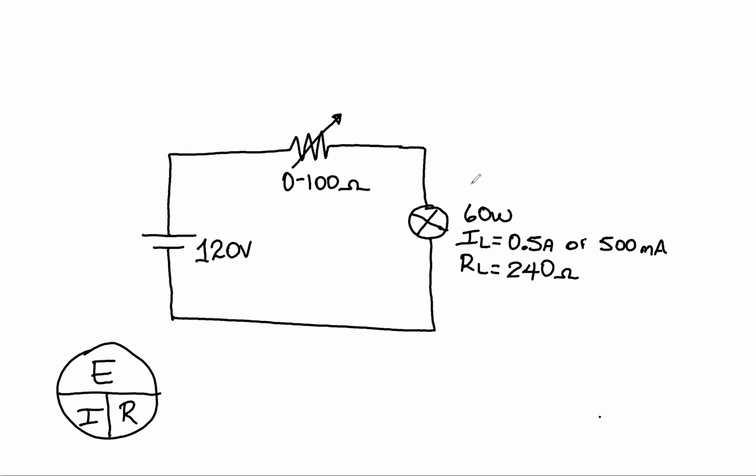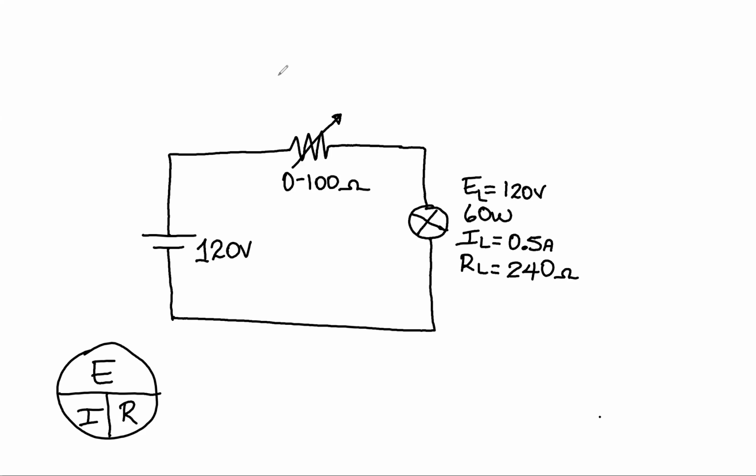Remember that I told you at the beginning that this variable resistor was at its minimum value, at 0. So my voltage here, EL, is equal to 120 volts. So far, so good. I'm going to erase the 500 milliamps for the sake of space. I just wanted you to be aware of that.